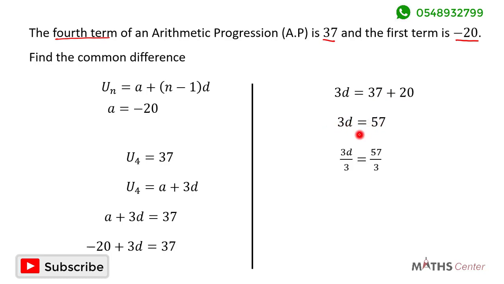I'll divide both sides by 3. 3 and 3 will cancel out, and so d will be equal to 57 divided by 3, which is 19. d is the common difference, so it means that the common difference of the arithmetic progression is 19.